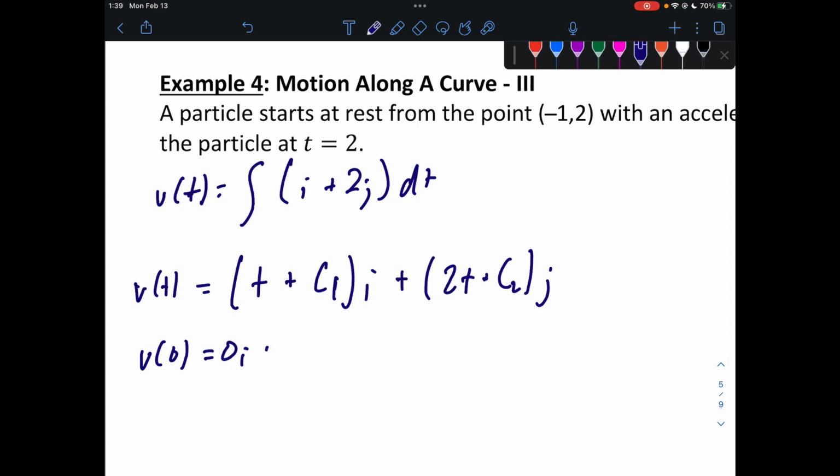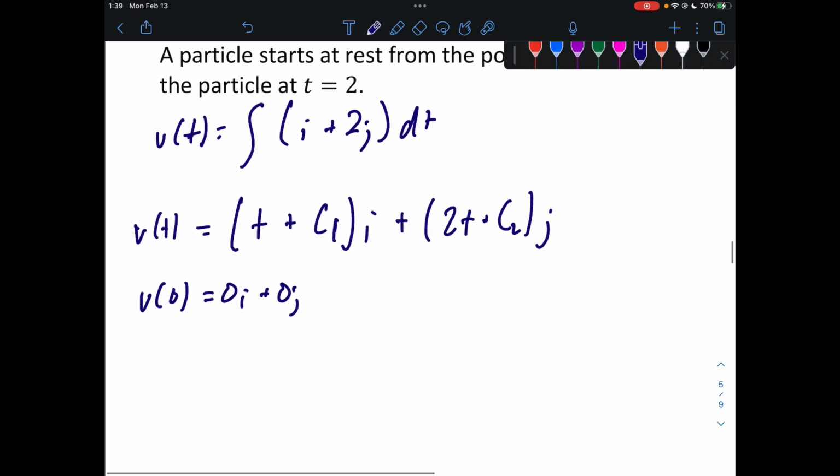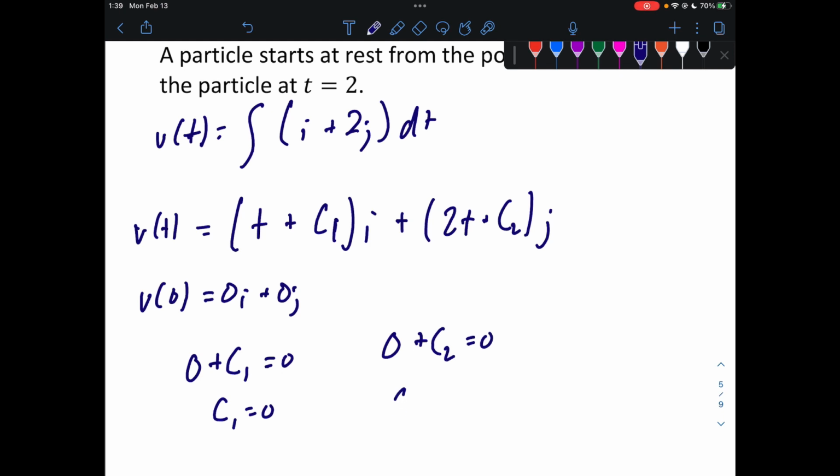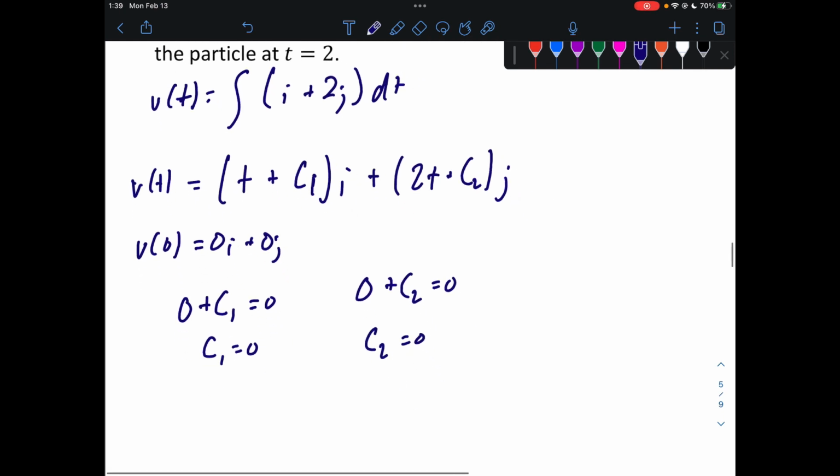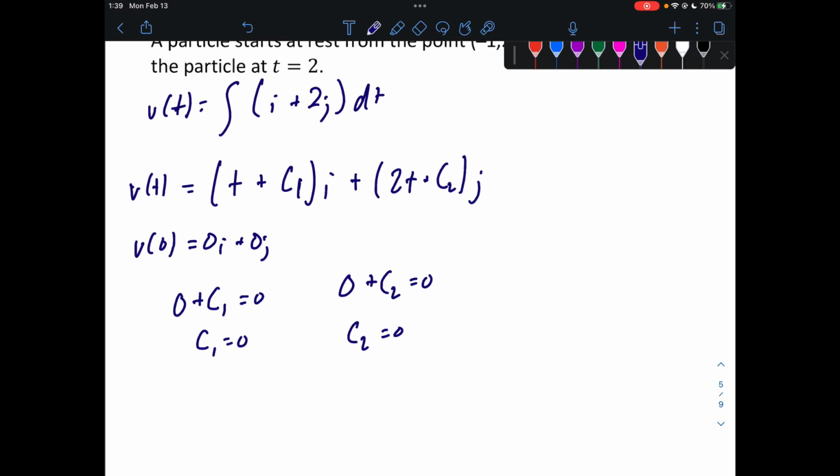But we know v of 0 is 0, 0. It was told it starts at rest, right? So when I put 0 in for t, I should get 0 plus c1 equals 0. So c1 equals 0. And 0 plus c2 equals 0. So c2 equals 0 as well. So my velocity function is just t i plus 2t j.